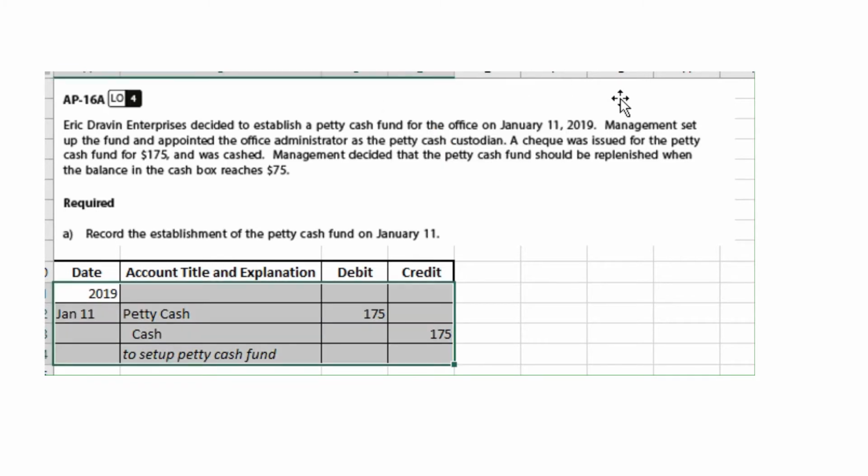In this situation, we have a credit to cash because we're actually cutting a check, and we're debiting our petty cash to set up the fund on our balance sheet.